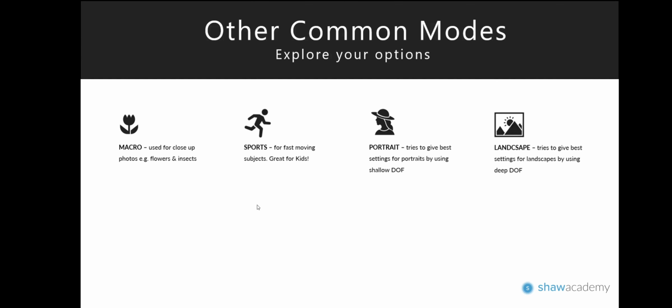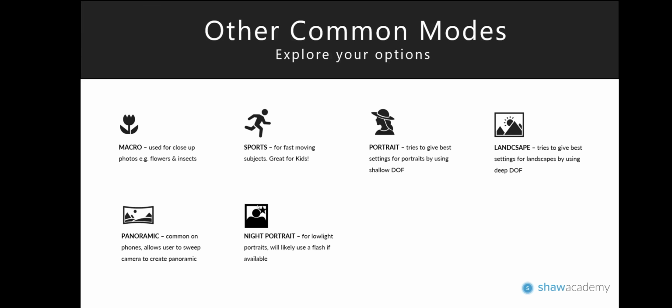Similarly with landscape, it tries to give you the best settings for landscape using a deep depth of field. DOF is depth of field. But again, learning all about apertures, you're not going to need to use that mode. Some cameras have this great panoramic option. It's also available in the majority of phones as well. It allows you to just sweep the camera across to create a panoramic photograph. This is really, really cool. And at a very advanced level, we'll have a look at how you can create your own panoramics. There's quite a bit of work involved with them. But this is a really good option that allows you to just quickly sweep the camera across to create a panoramic shot.